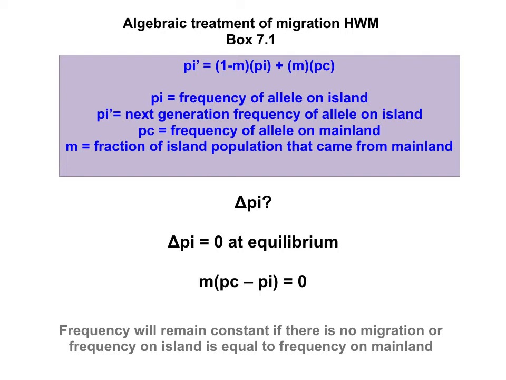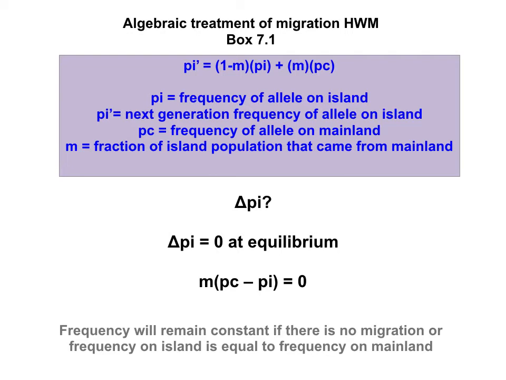And so let's define some of those variables. P sub I is the frequency of the particular allele on the island. So let's just take A sub 1, like we were looking at before. What's the frequency of A1 on the island? That would be P sub I. P sub I prime is the next generation frequency of that same allele on the island. So what has happened to that frequency in that one generation? P sub C, as opposed to P sub I, the C is continent, I is island, P sub C is the frequency of the allele on the mainland. So all those are pretty straightforward definitions.